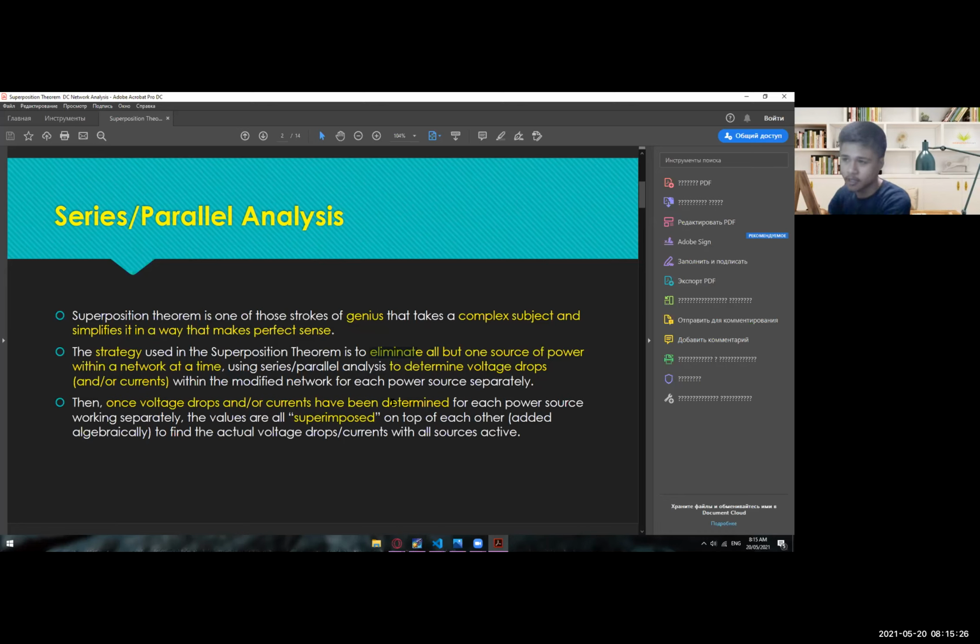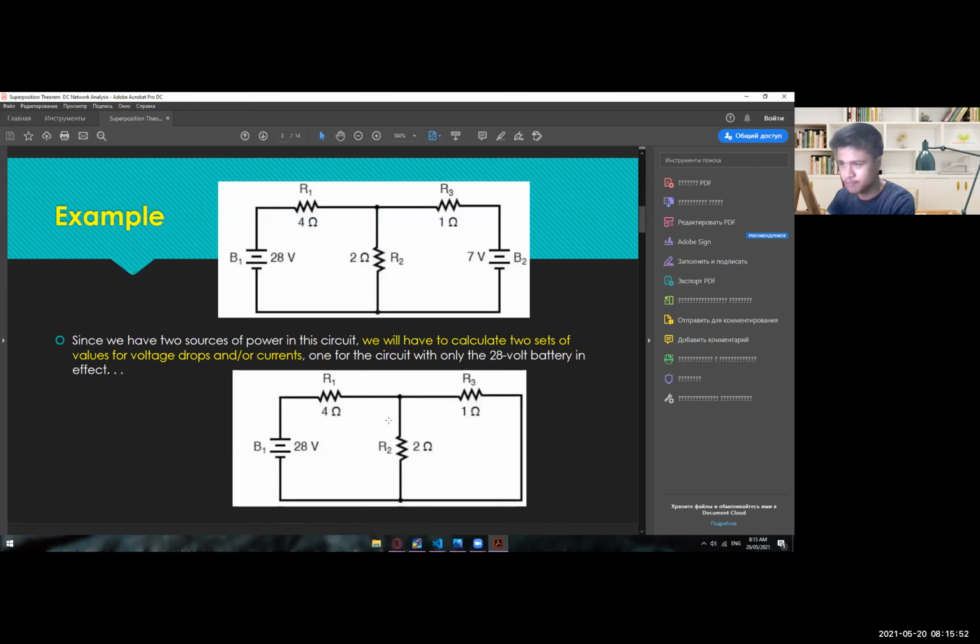For the second computation, you eliminate the first voltage source, retain the second voltage source, compute that, get the voltage drop and the current. Once you've got the results of those two computations, you can combine them as one. Once you have combined them, we call that superimposed. For you to have an idea, let's proceed to this example.